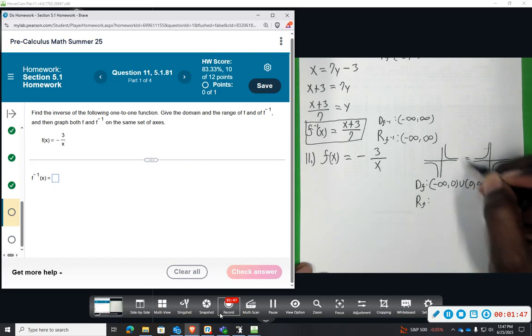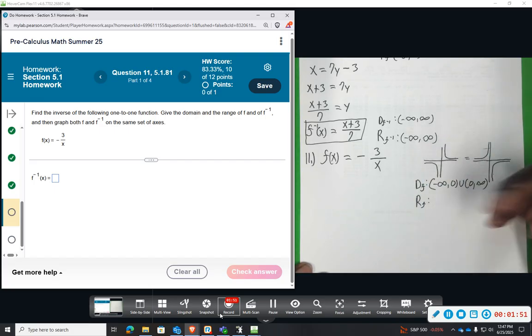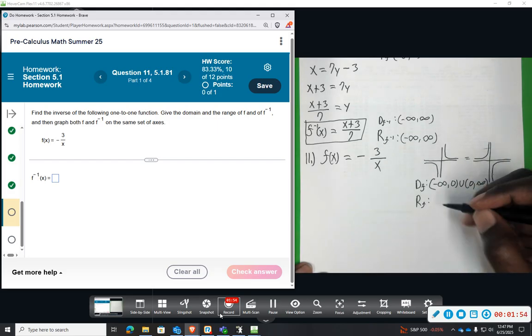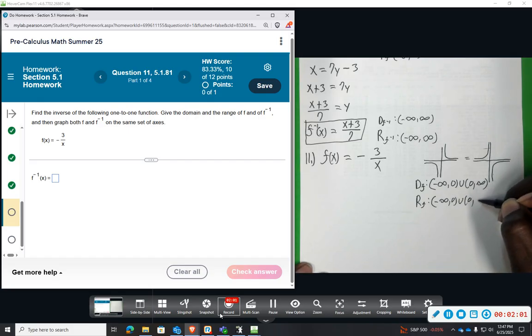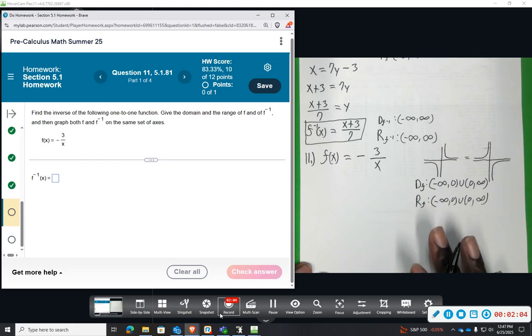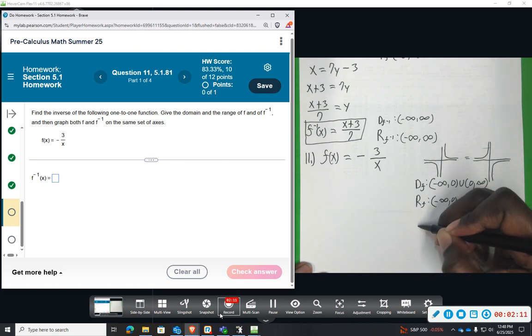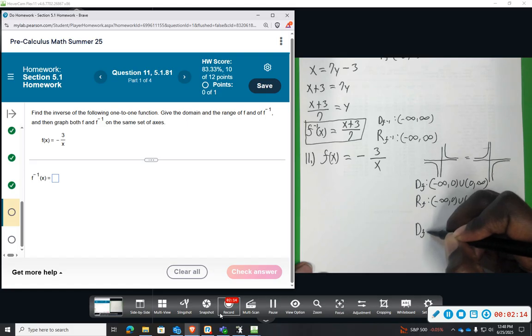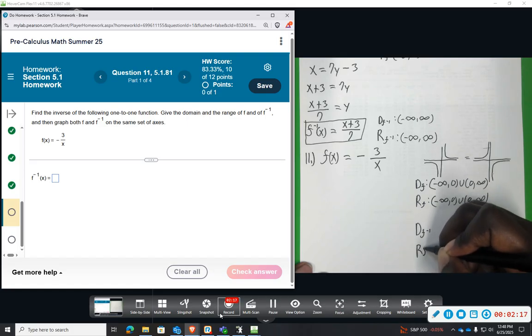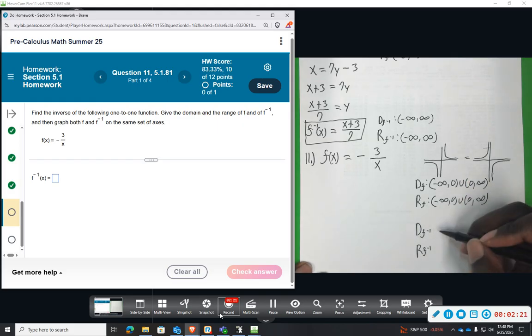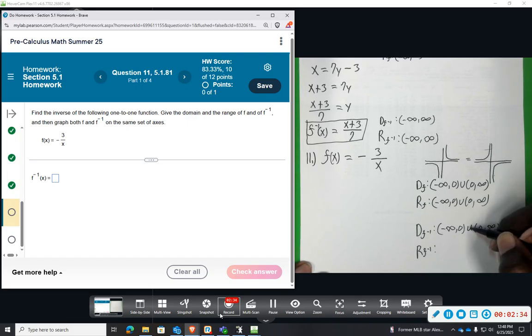That's not always the case, that the domain and range are the same. We don't have any shifts like a plus 1 or something that shifted it up or down. So in this case, our domain and range are the same, negative infinity to 0 union 0 to infinity. So that means that the domain and range of our inverse, even though we haven't found it yet, we'll just flip those and it will still be the same. So domain of f inverse and range of f inverse are going to be the same. Okay, because they are the same, when you flip it, it still stays the same.